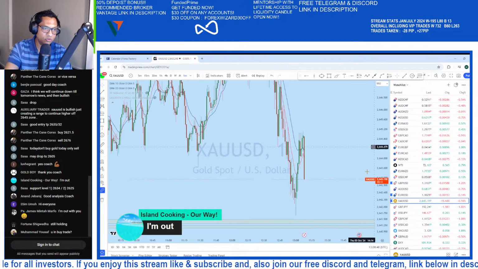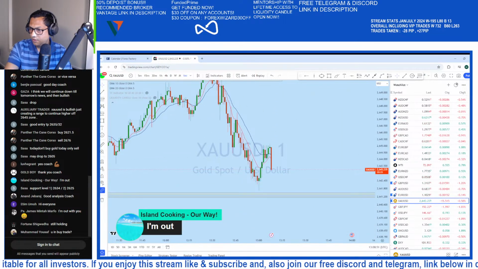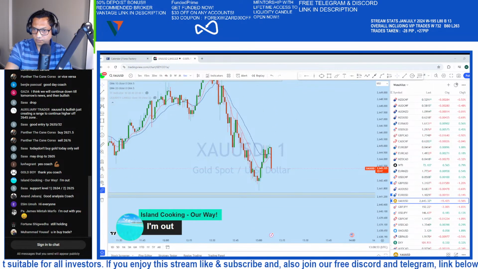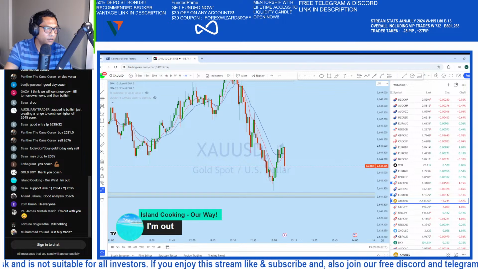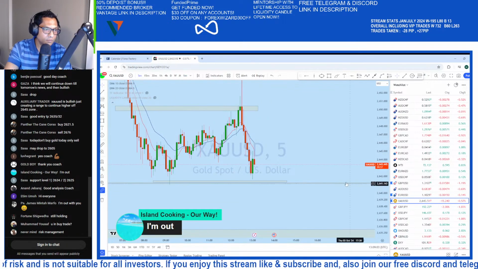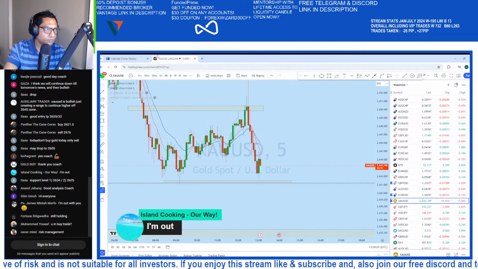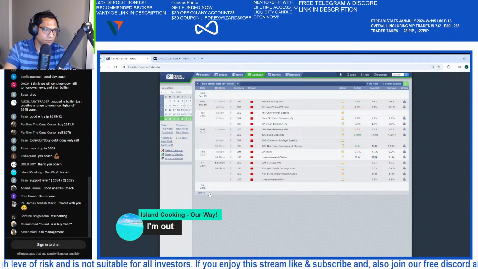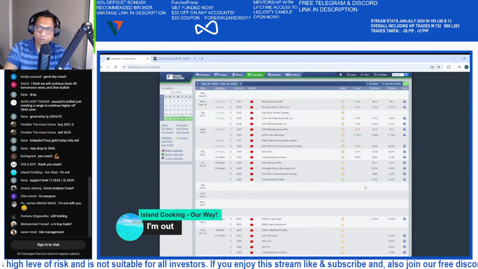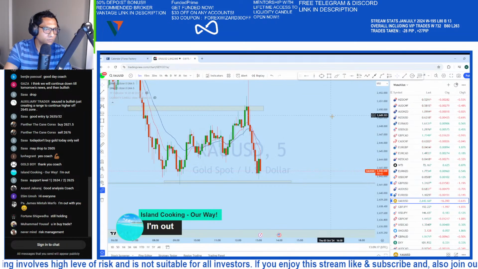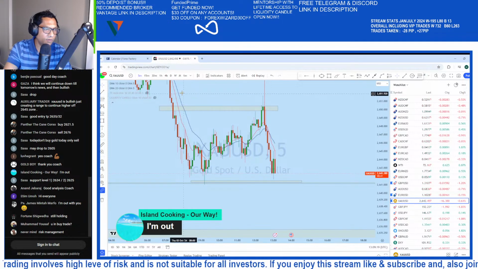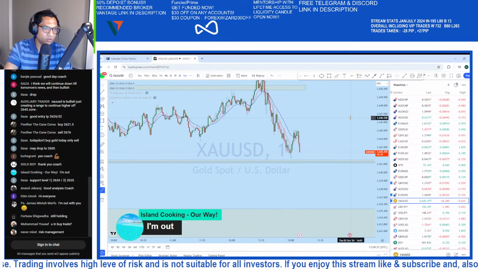So the market basically dropped from that level. So reject from this level here. You can see that after break of this high, just got a rejection again.